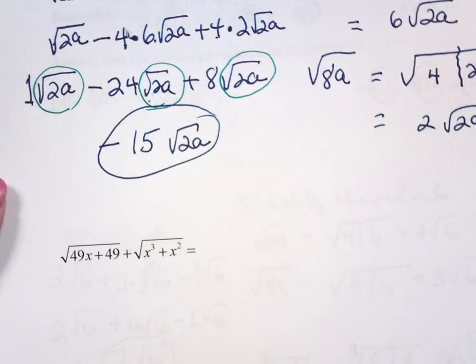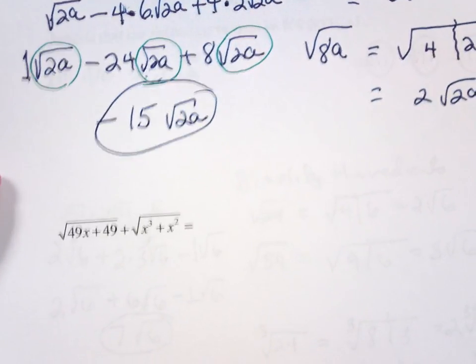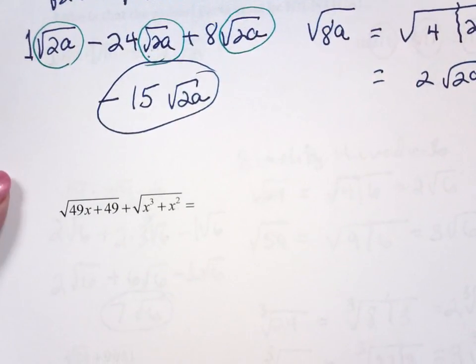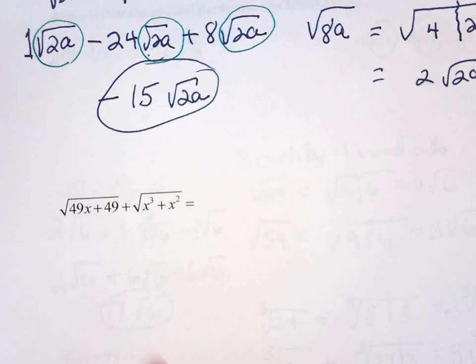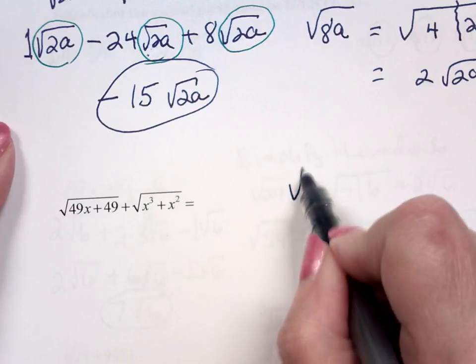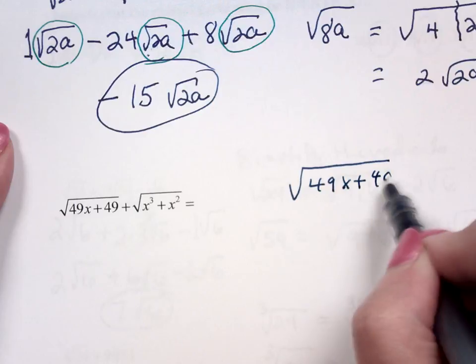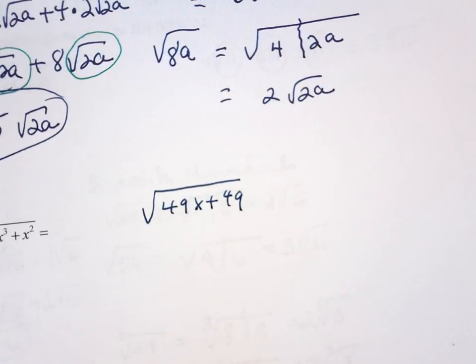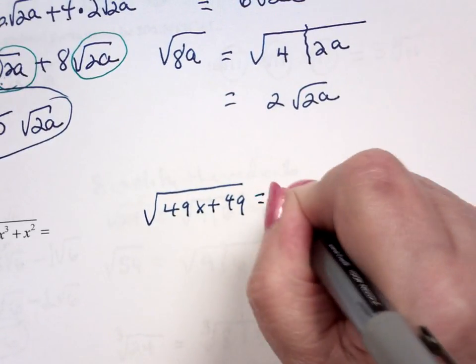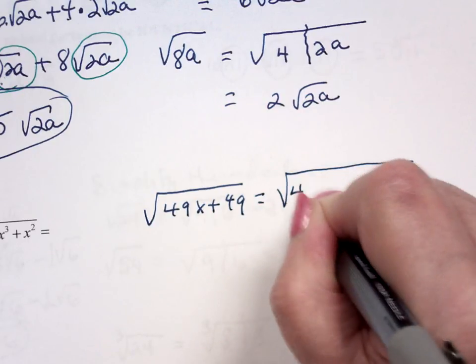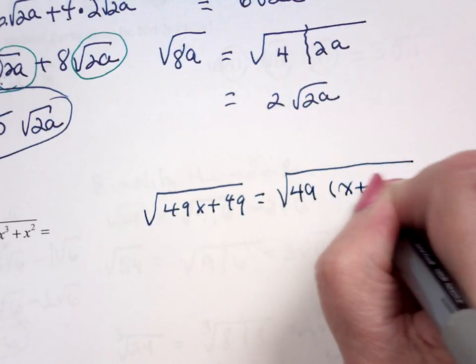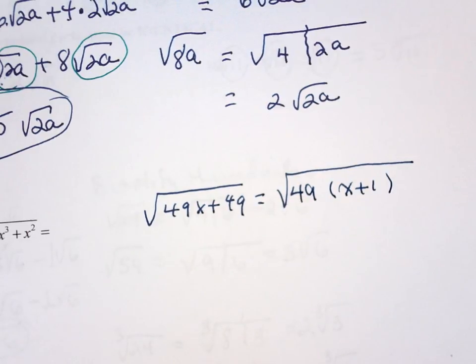Now, this is your book, and these are kind of different than what we've had before. And this is what your book does to you. And all I do at this point, I just break the sucker down and see what happens. If I take a look at the square root of 49x plus 49, this is the same as the square root of 49 times x plus 1. They make you factor.